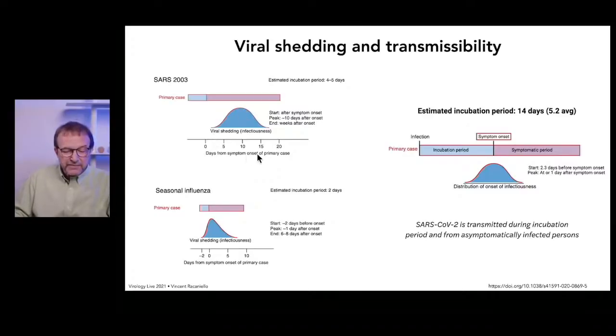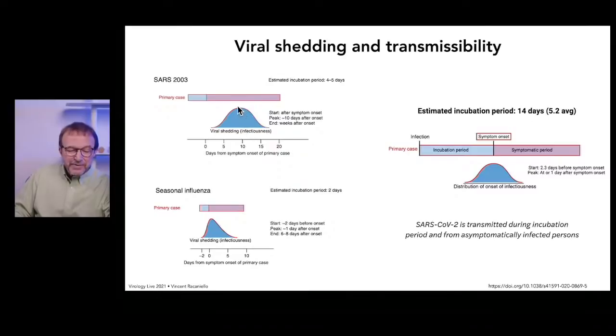And here's days from symptom onset. So symptom onset here is the red line, right? So you have an incubation period, which is the blue. Then you have symptom onset. And then this is a graph of shedding. So this incubation period is 4 to 5 days for SARS-1.